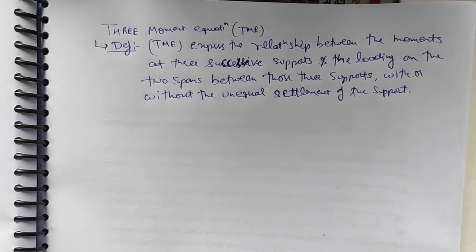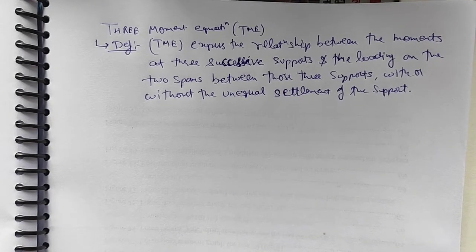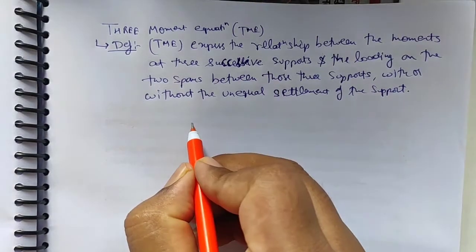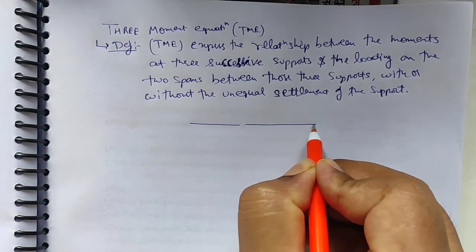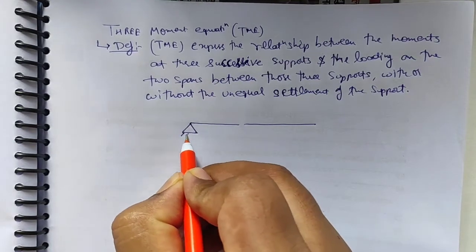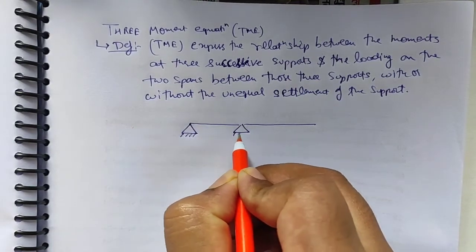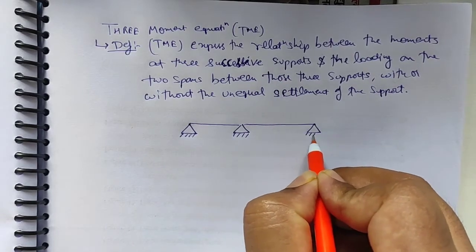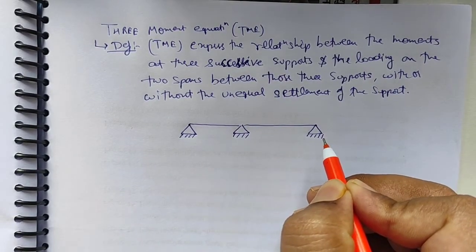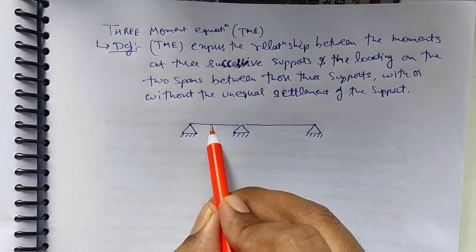So now the question arises: where is the three moment equation used, and for what? The three moment equation is generally used for evaluation or analysis of a structure having two beams. Let us draw two beams supported with three supports. That means the three moment equation can be applied to a structure having two beams.